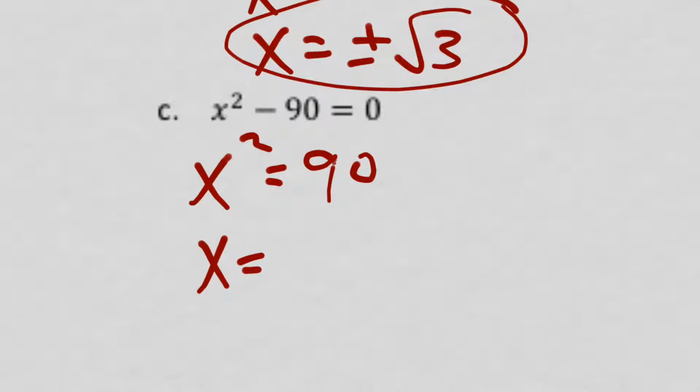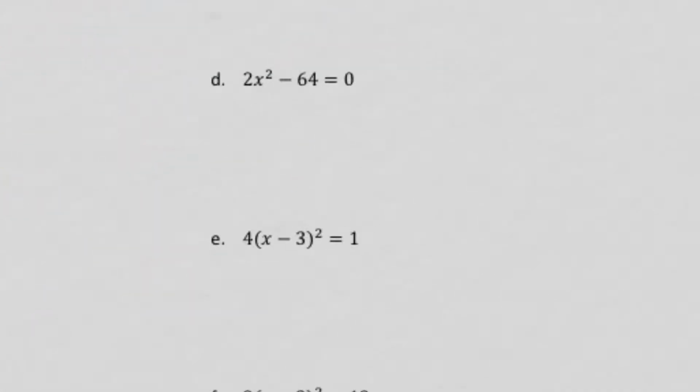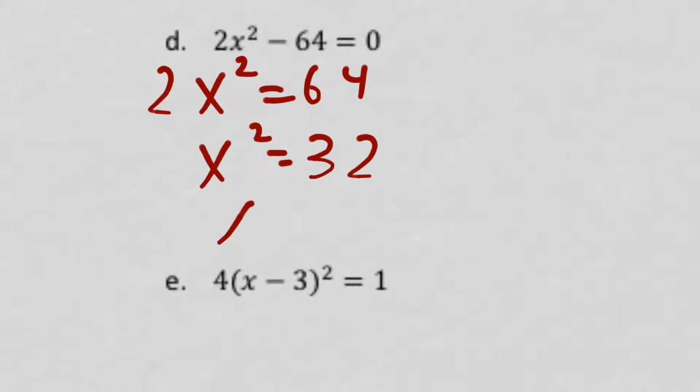Add 90, square root this. And again, the square root of 90 is not perfect. You're going to get some decimal. Add 64. Divide by 2. Square root. Again, some wild decimal.